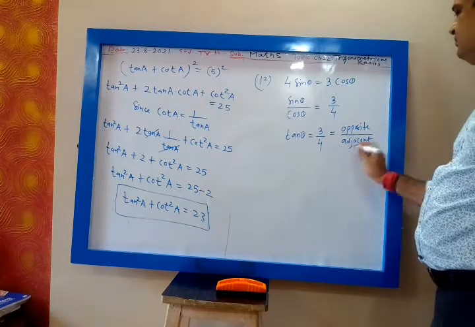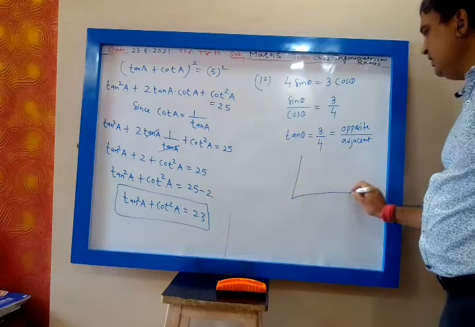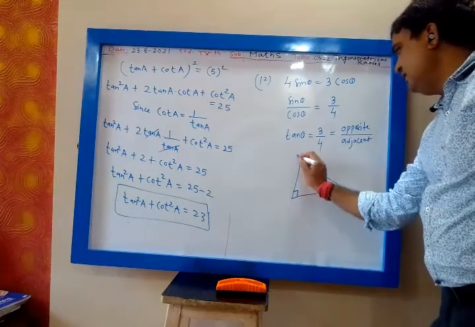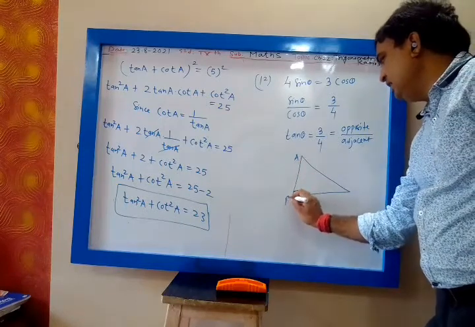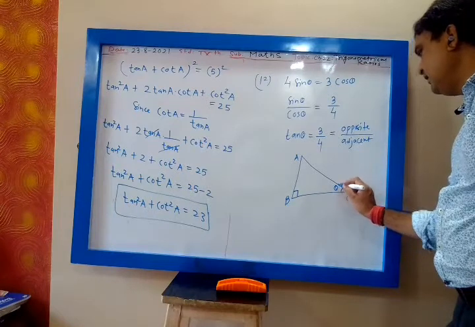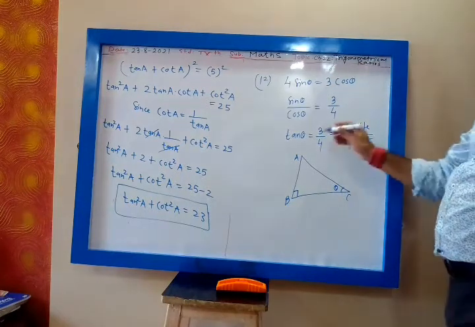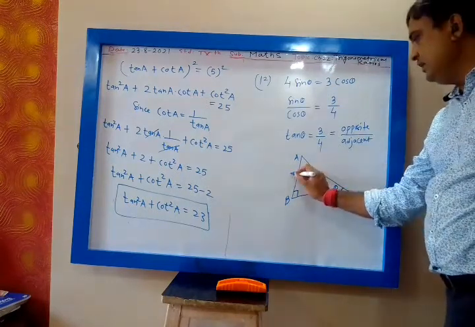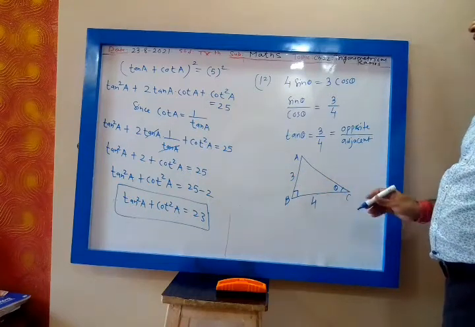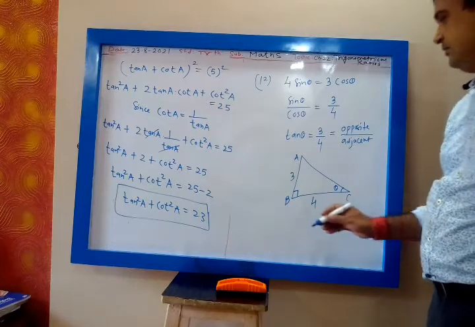So draw the diagram. This is 90 degree. This is A, B, C, and this is my reference angle theta. Now what is given? Tan theta is opposite 3 upon adjacent 4. Find the value of AC by Pythagoras theorem.